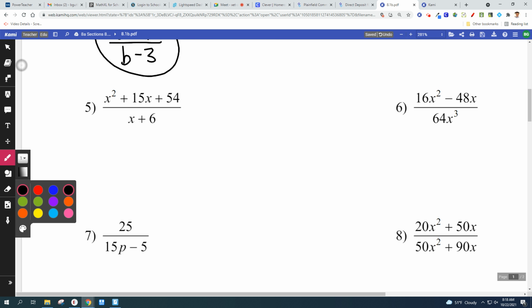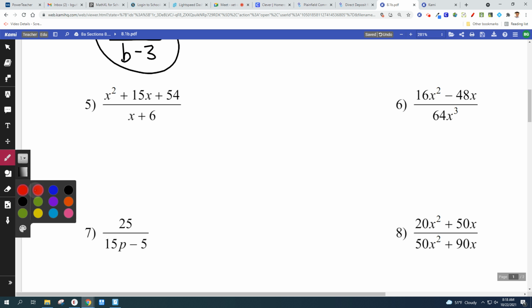So then number 5, it's kind of the same thing, maybe a little bit easier. I see an easy trinomial on the top here, so we're going to factor that into 2 binomials. X squared must have come from x times x. I need 2 numbers to multiply to 54 and add up to 15. Does anybody know those numbers?